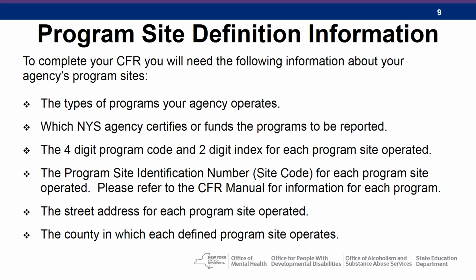To complete your CFR, you will need the following information about your agency's program sites: the types of programs your agency operates, which New York State agencies certify or fund the programs to be reported, the 4-digit program code and 2-digit index for each program site operated, the program site identification number or site code for each program site operated. Please refer to the CFR manual for information for each program, the street address for each program site operated, and the county in which each defined program site operates.